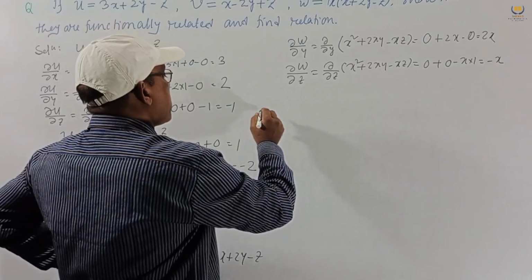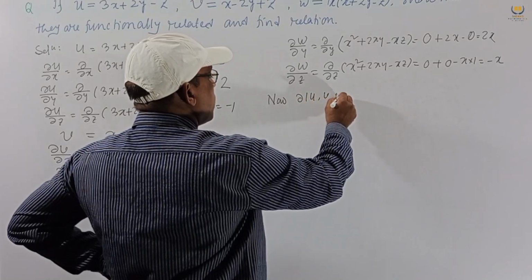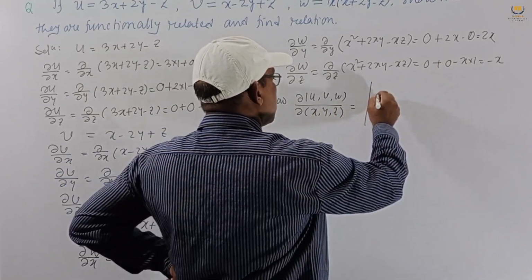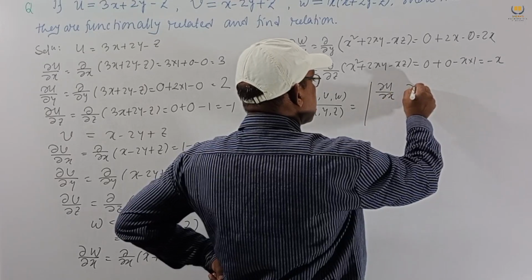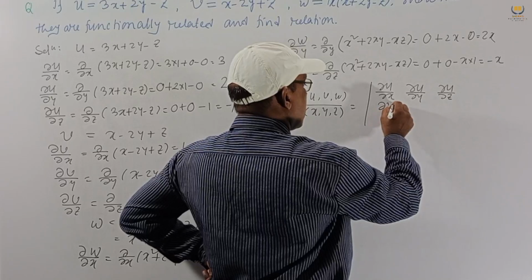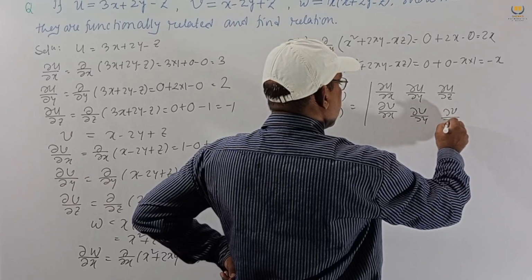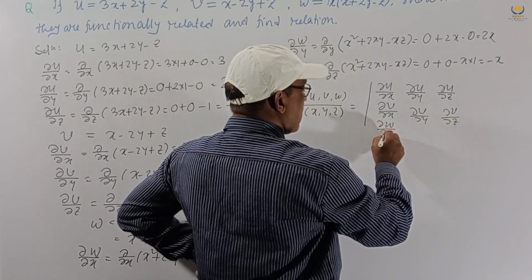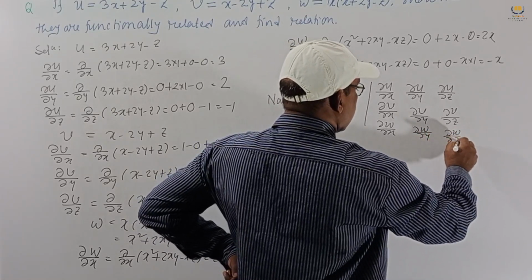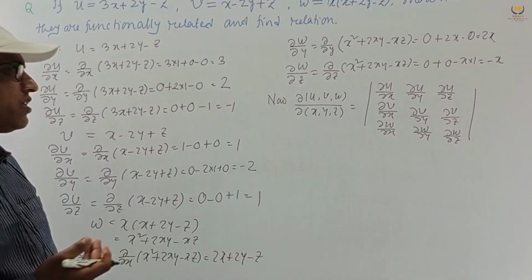Now our requirement is the Jacobian. ∂(u,v,w)/∂(x,y,z) equals the determinant with first row ∂u/∂x, ∂u/∂y, ∂u/∂z, second row ∂v/∂x, ∂v/∂y, ∂v/∂z, and third row ∂w/∂x, ∂w/∂y, ∂w/∂z. This is the formula of the Jacobian.